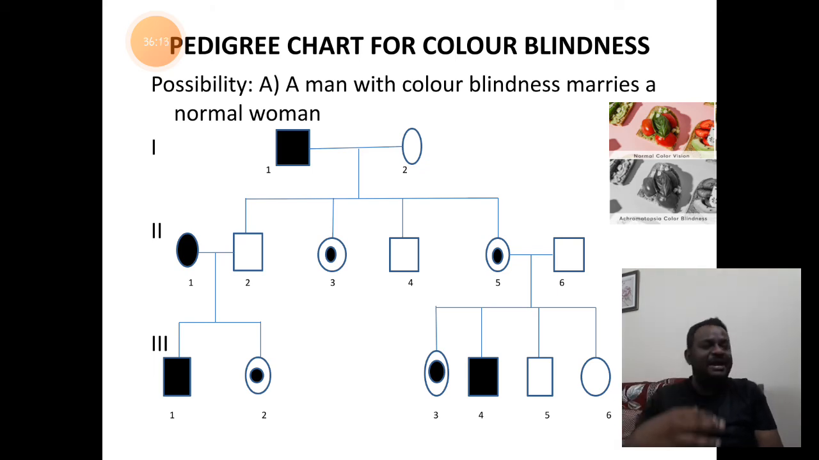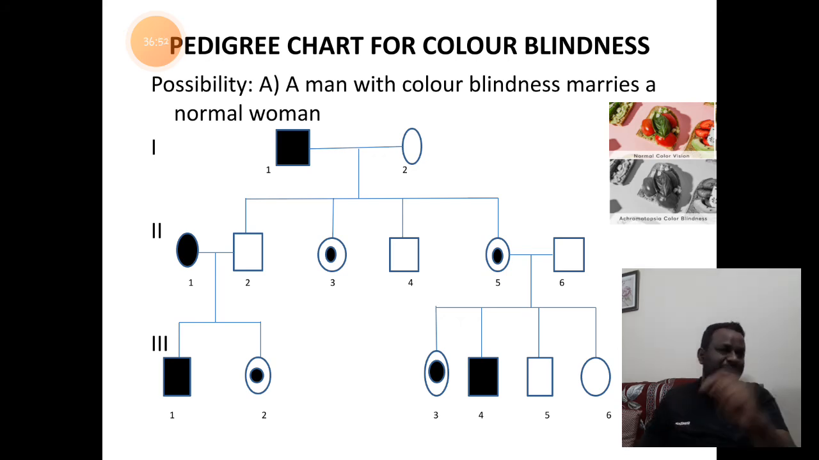Here is the pedigree chart pattern for a color blind man who marries a normal woman. The Roman number given towards the extreme left represents the generation. In the first generation, the affected male, a color blind male, marries a normal woman. So they are represented with numbers 1 and 2, which indicate the individuals. When I say first hyphen number 2, it indicates that in the first generation, the second individual, that is the female here, is a normal female.